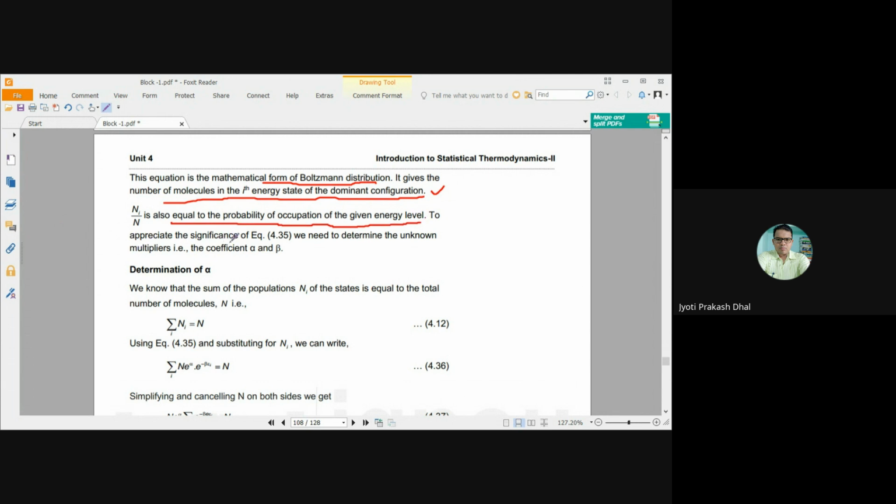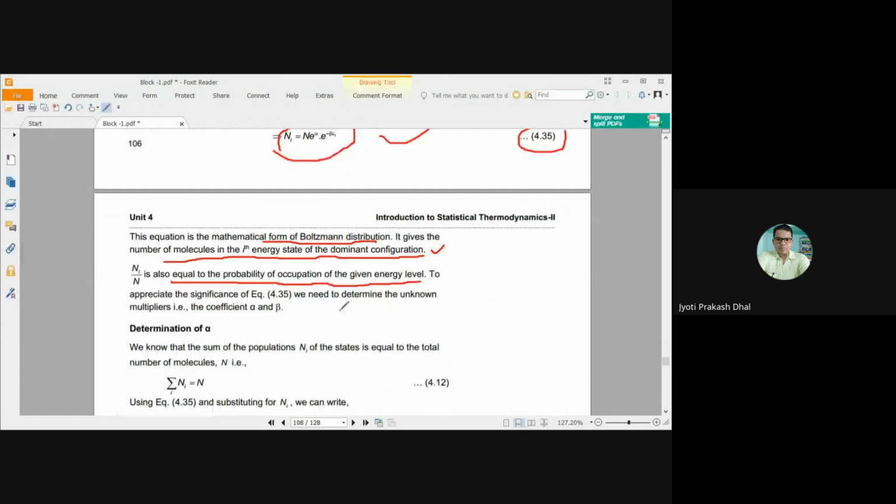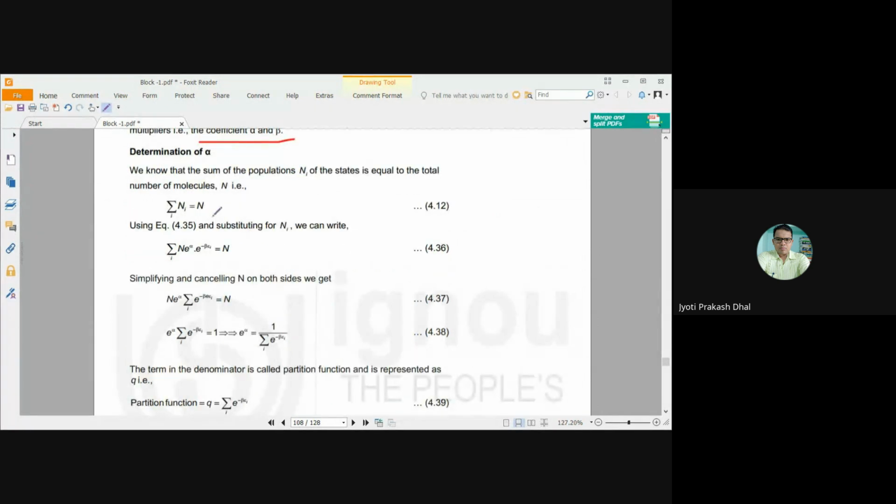To appreciate the significance of equation 35, we need to determine the unknown multipliers, that is the coefficients alpha and beta. So we need to know the values of alpha and beta. First one is determination of alpha. We know that the sum of the populations Ni of the states equals the total number of molecules, that is N. That means the summation of Ni equals N.